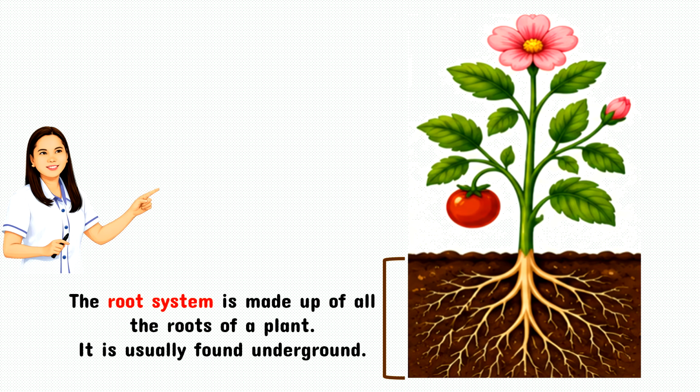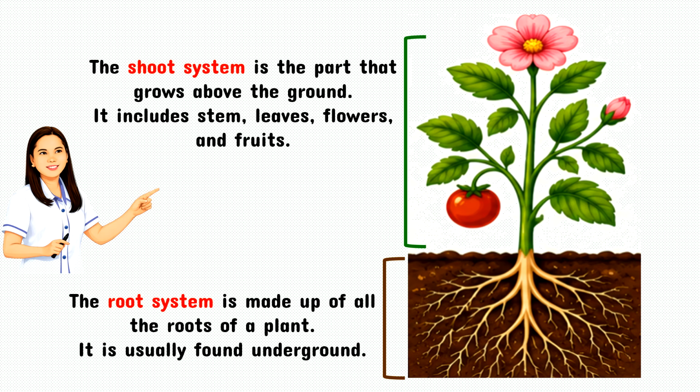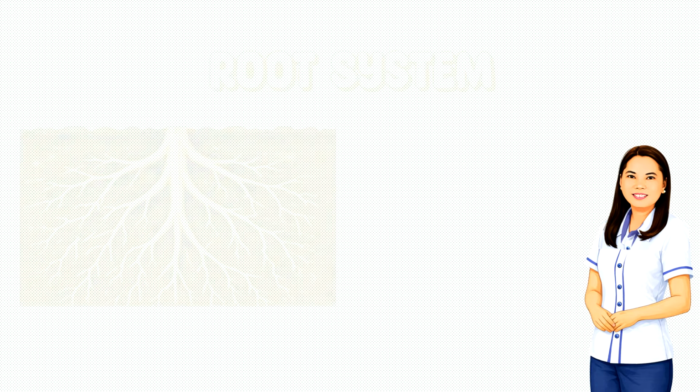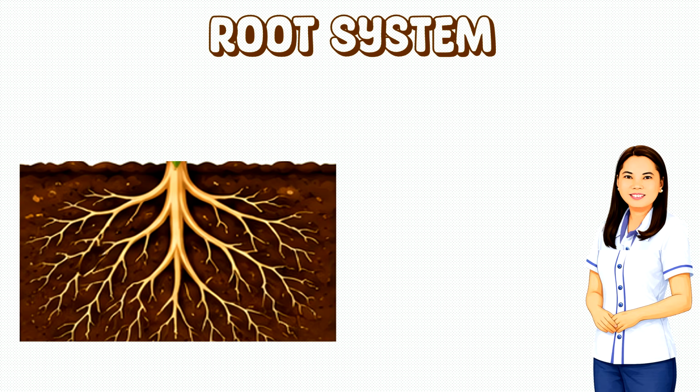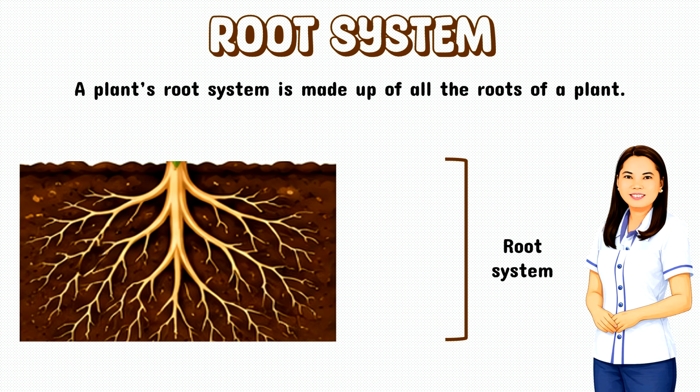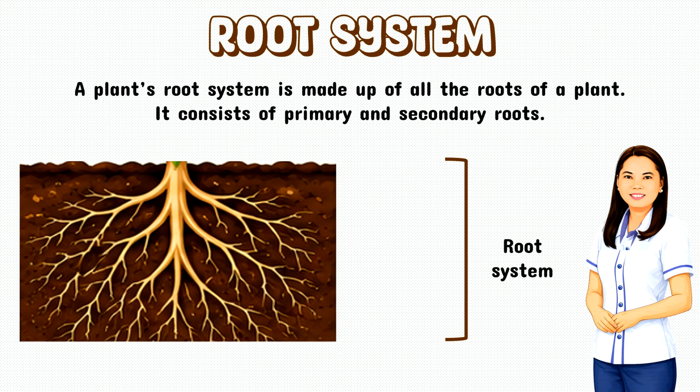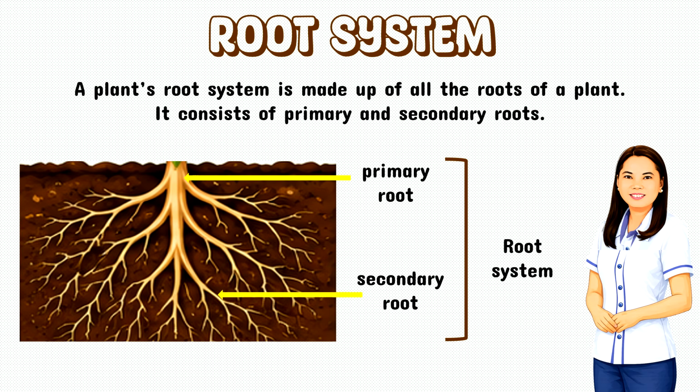The root system is made up of all the roots of a plant. It is usually found underground, while the shoot system is the part that grows above the ground. It includes stem, leaves, flowers, and fruits. The root system. A plant's root system is made up of all the roots of a plant. It consists of primary and secondary roots.